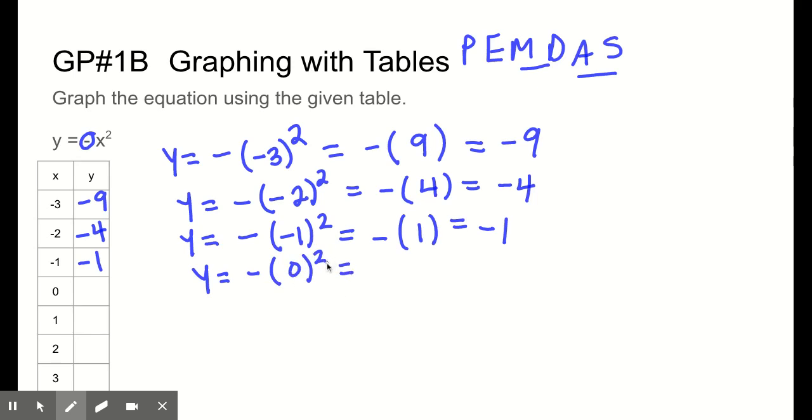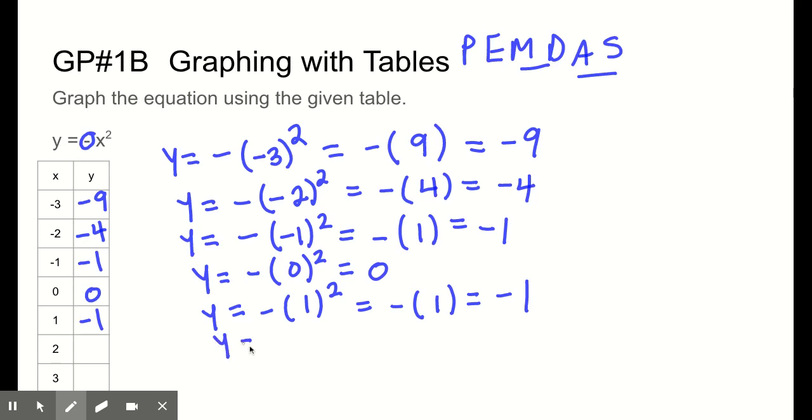0 squared is 0. Negative 0 is just 0. 0 does not have a negative or a positive value. Then we have a +1. So (+1) squared is 1 times 1, which is 1. Times that -1 gives us a -1. And we have a +2.